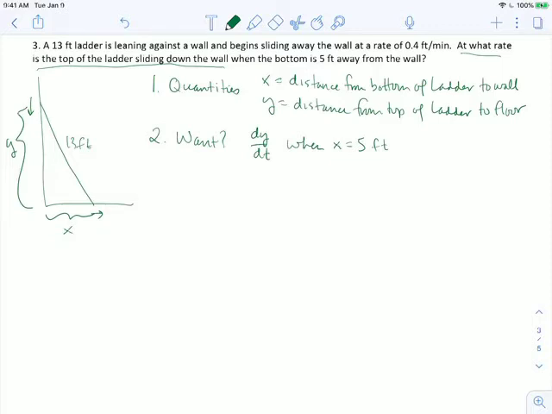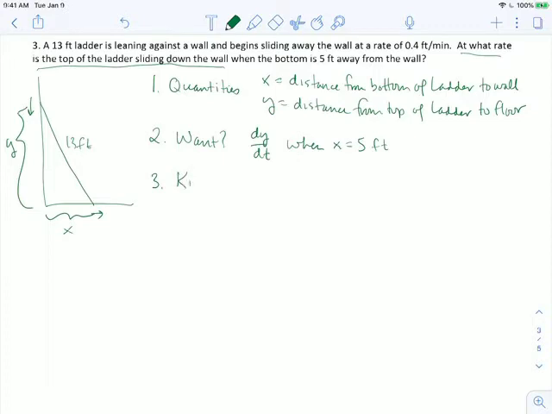So just for a quick second here, let's think about what units we are going to be looking for in our answer. If we want dy over dt, the units on dy over dt are going to be the units of y per unit of t. y is in feet, t appears to be in minutes, and so we're looking for an answer that is given in terms of feet per minute. So we know that that's what we're looking for in this problem.